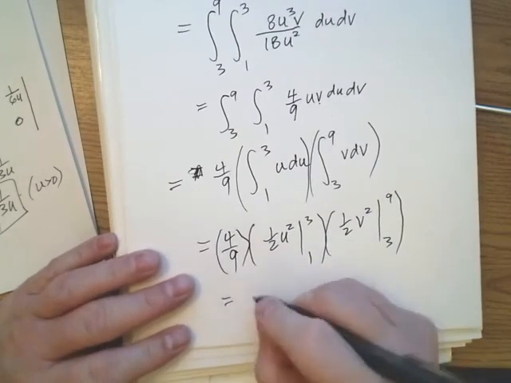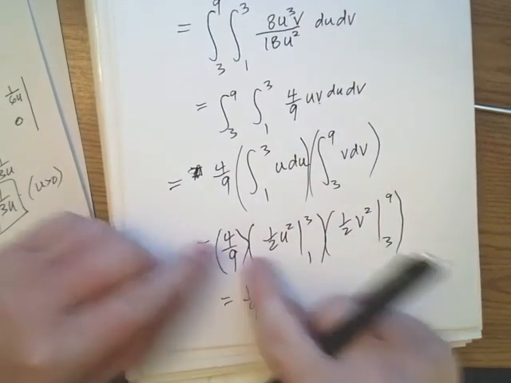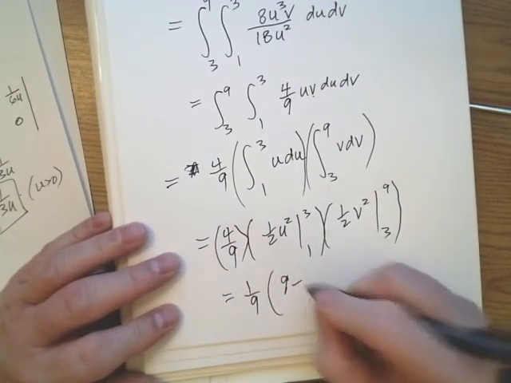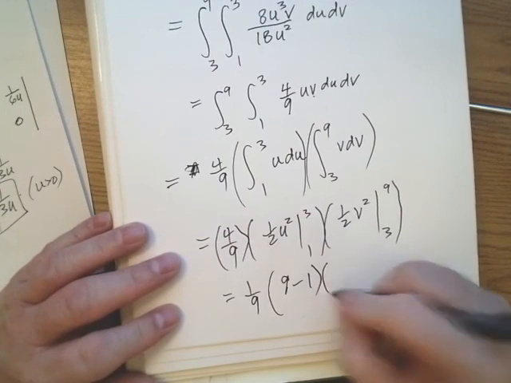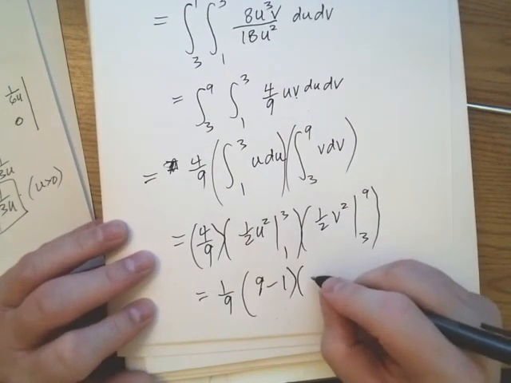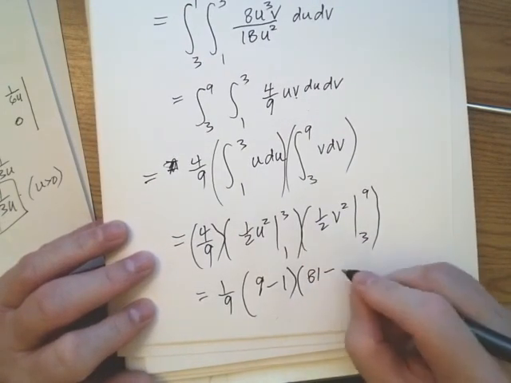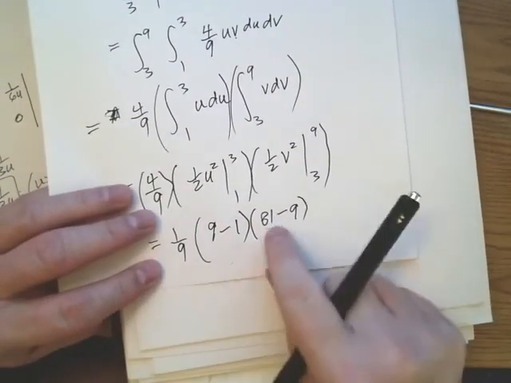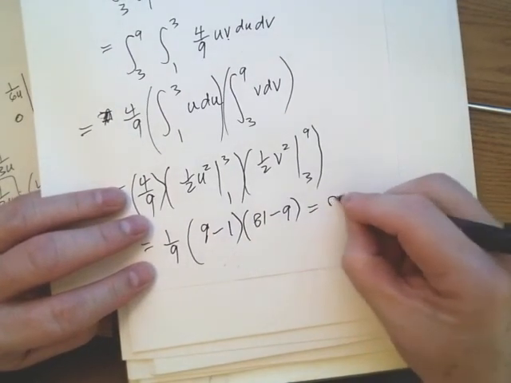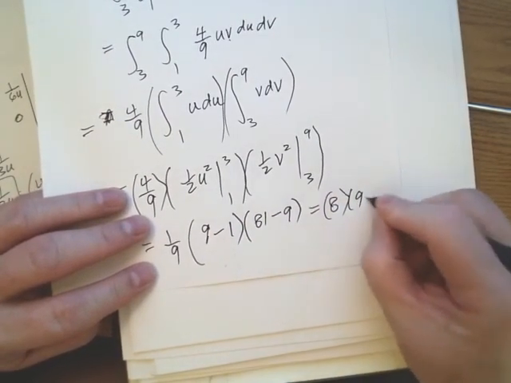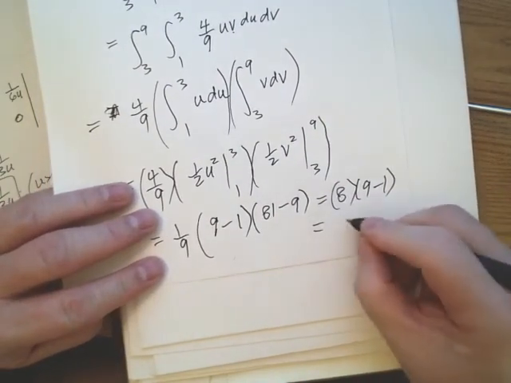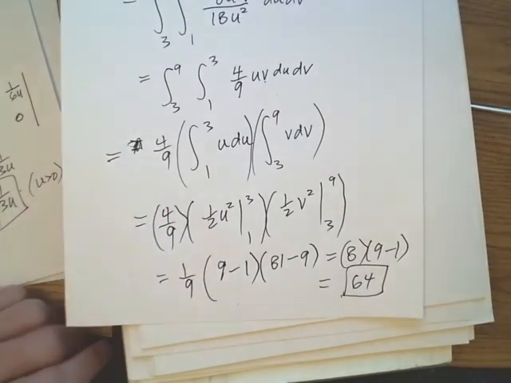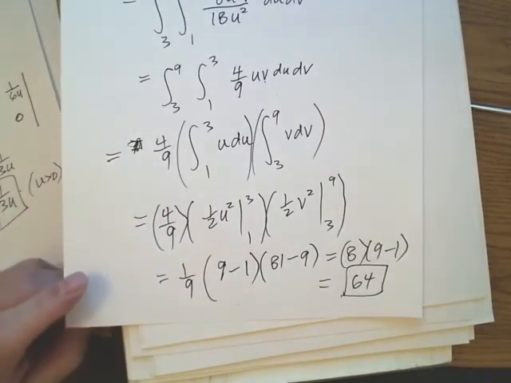That becomes a quarter right here, so this becomes a 1/9. So that's 3 squared, which is 9, minus 1 squared, which is 1. 9 squared, 81, minus 3 squared is 9. I'll take the 9 and divide it in both of these, so I would get 8 times 9 minus 1. So 8 times 8 is 64 for our final answer. Okay, so there it is.